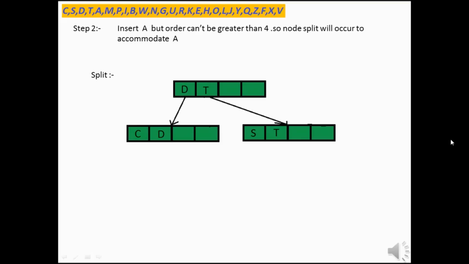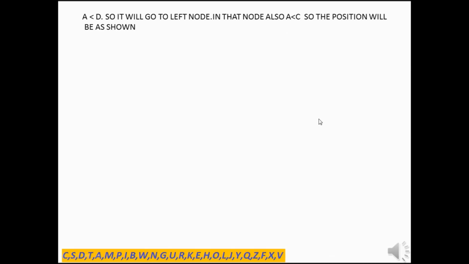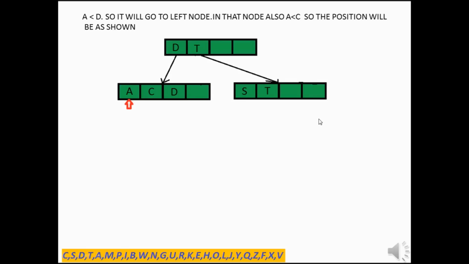Now we have to promote the maximum element of each node to the parent node. That is, in the first node, the maximum element is D. It will find its place in the parent node. Similarly, in the second node, the maximum element is T, so it will find its place in the parent node. After the node split has occurred, we see that there is space in the child nodes to accommodate A.